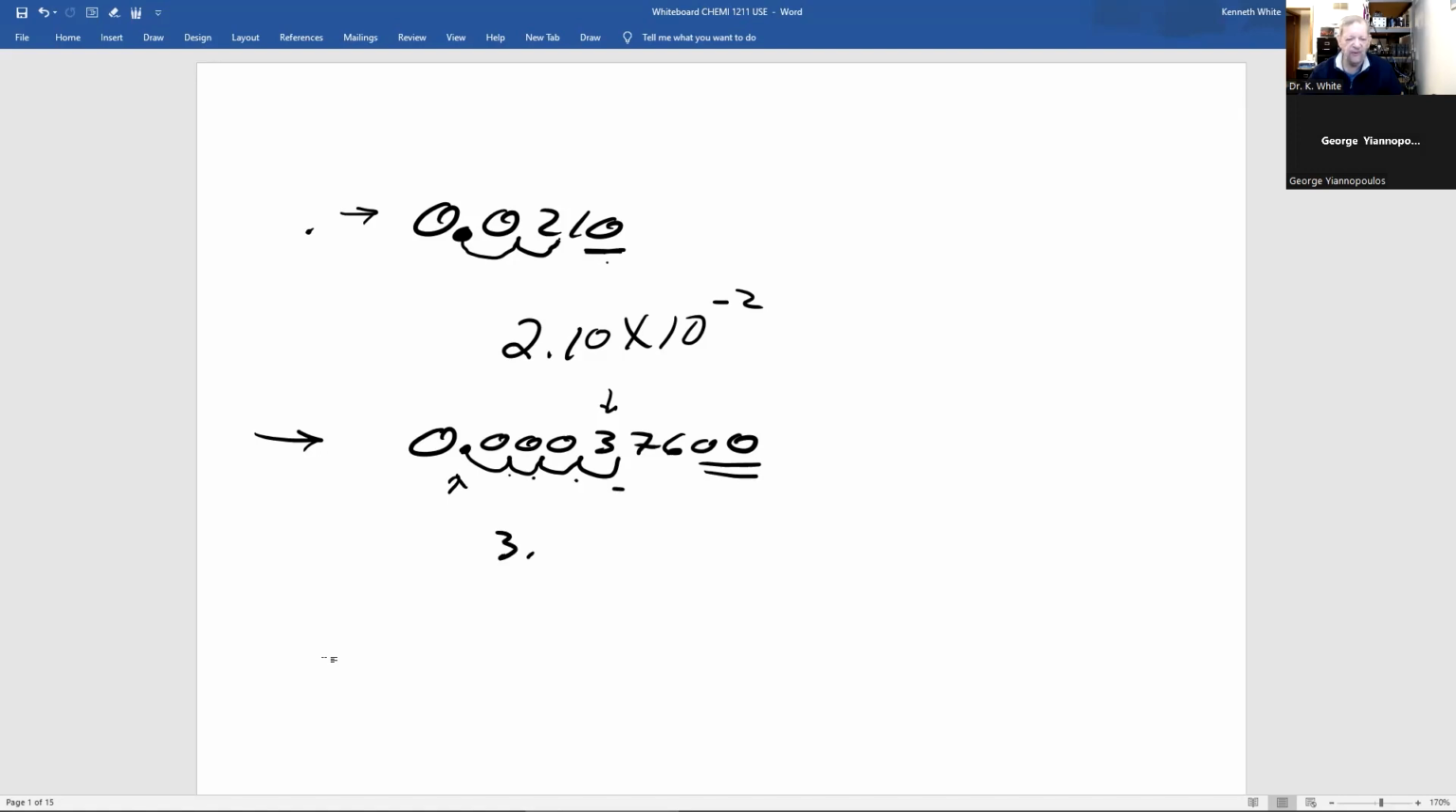So it'd be 3.7600 times 10. We moved it 1, 2, 3, 4. This number is less than 1, so 10 to the n is -4. Now, important thing about scientific notation, this number in front is never less than 1 or 10 or greater. It's never less than 1 or 10 or greater.